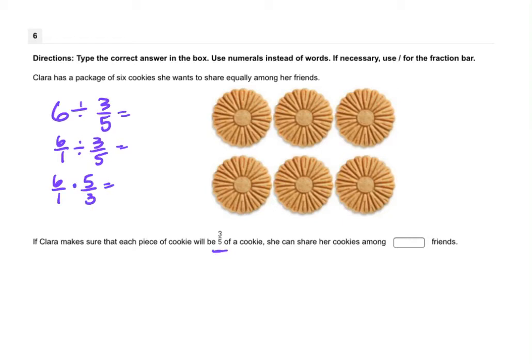Now, 3 and 6 can cancel. 3 divided by 3 is 1. 6 divided by 3 is 2. Now when I multiply across, I get 10 over 1, or 10, so she can share them with 10 of her friends.